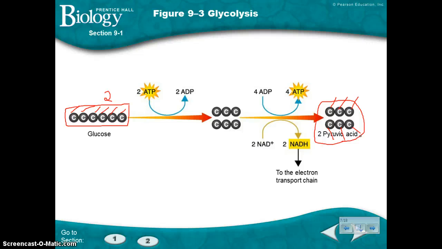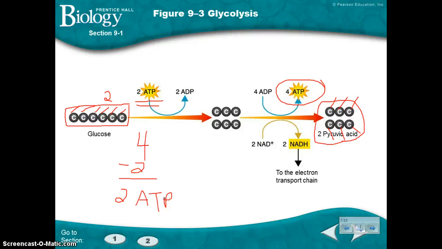Our cell here has gained 2 ATP molecules. We get 4 out of this, but it took us 2 to start. So that gives us a net gain of 2 ATPs. This process is running in the cell thousands and thousands of times per second. Again, the process of glycolysis.